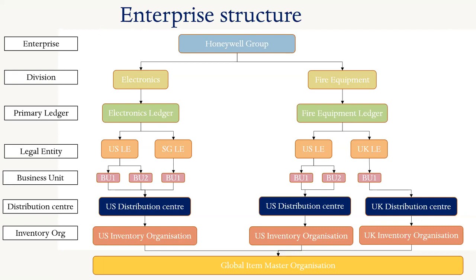So at a high level, this is the structure. On top we will have the enterprise, and then we will have the division, and below that we will have the primary ledger where we will have the multiple legal entities attached to it, and we will have business units assigned to it, and we have the distribution center, that is again for reporting purpose. Then we will have the inventory org and the master, item master, and then we will have the sub inventories. So this is enterprise structure.